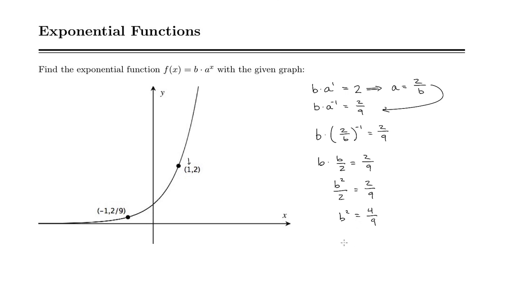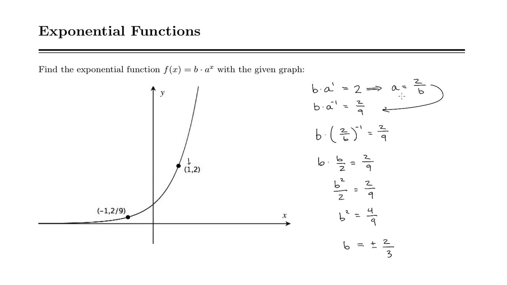And now we take the square root, and we get b equals plus or minus, because every time you take a square root, you have a plus or minus. And the square root of 4 is 2. The square root of 9 is 3. Okay, we're going to have to figure out which one of these it is.